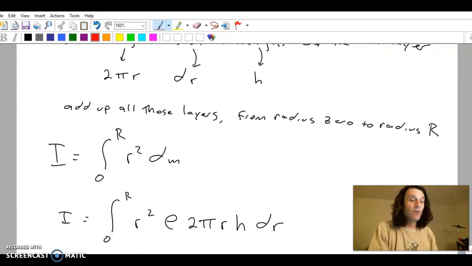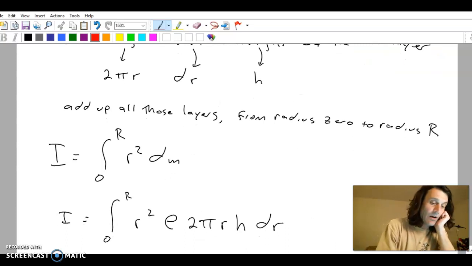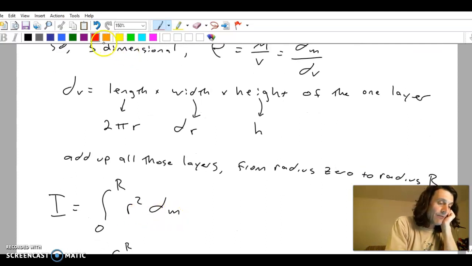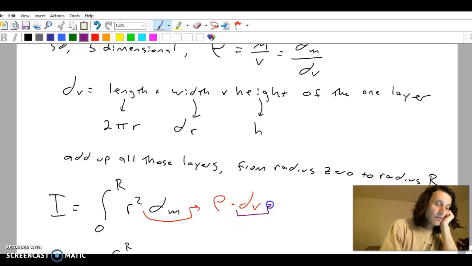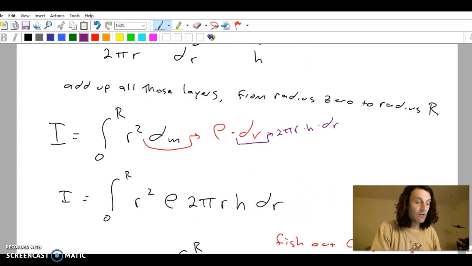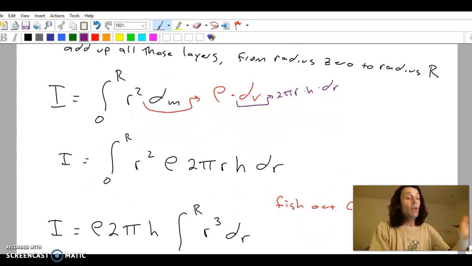So if you add up all those layers from a radius of 0 out to a radius of r, remember it's r squared dm, that formula right there. Remember the differential mass is the density times the differential volume, and that differential volume is what I just have written up there. It's 2 pi r times h times the differential radius, okay? That's what we set up to do this. That's what this whole equation is down here, all of that put together.